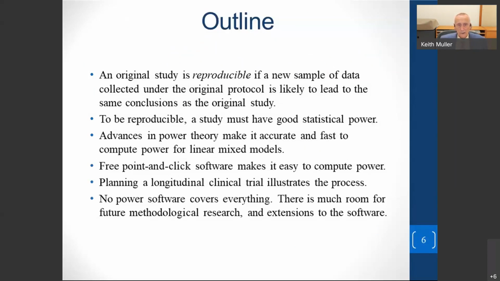My talk today involves the following bullet points. It begins with the idea that an original study is reproducible, and here I'm using the terminology the way NIH documents use that term. A study is reproducible if a new sample of data collected under the original protocol is likely to lead to the same conclusions as the original study. To be reproducible, a study must have good statistical power. Now, advances in power theory make it accurate and fast to compute power for linear mixed models, but that's not enough. You also need software. And we're going to describe in some detail some free point-and-click software that makes it easy.